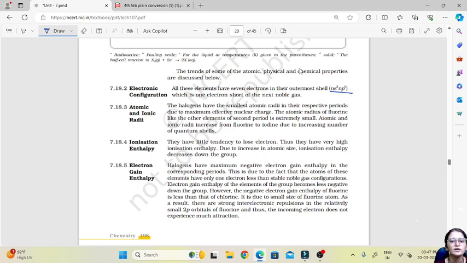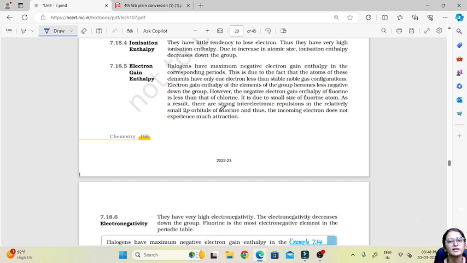So they have little tendency to lose electrons, because they have maximum electron gain enthalpy. They have very high ionization enthalpy, meaning if you have to remove an electron, you need to give more energy. Then electron gain enthalpy: they have very high, maximum electron gain enthalpy, and this is due to the fact that they have only 1 electron less for a stable configuration.